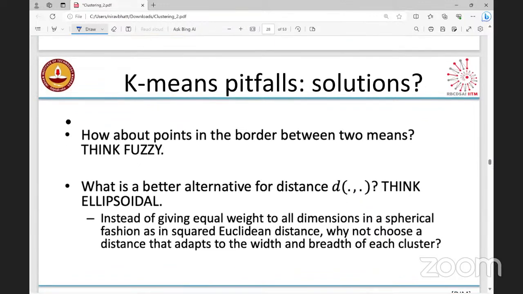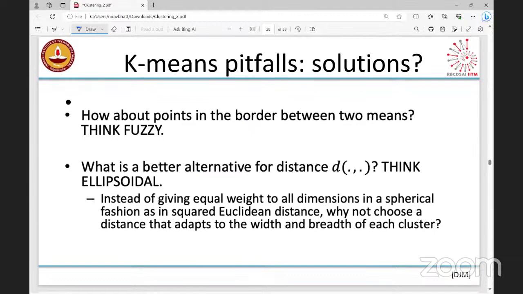The other challenge with k-means clustering is how to deal with points which are on the borders of two means. What we can do is fuzzy analysis, or some random type of assignment, so we can assign the point to one of the clusters, and that keeps changing with the new update of the clusters.